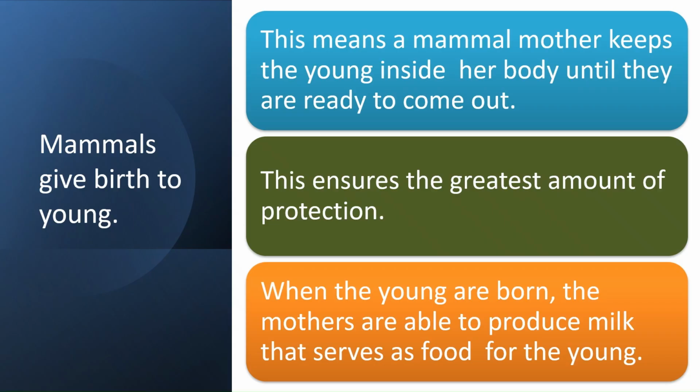Mammals give birth to young. This means a mammal mother keeps a young inside her body until they are ready to come out. This ensures the greatest amount of protection. When the young are born, the mothers are able to produce milk that serves as food for the young.